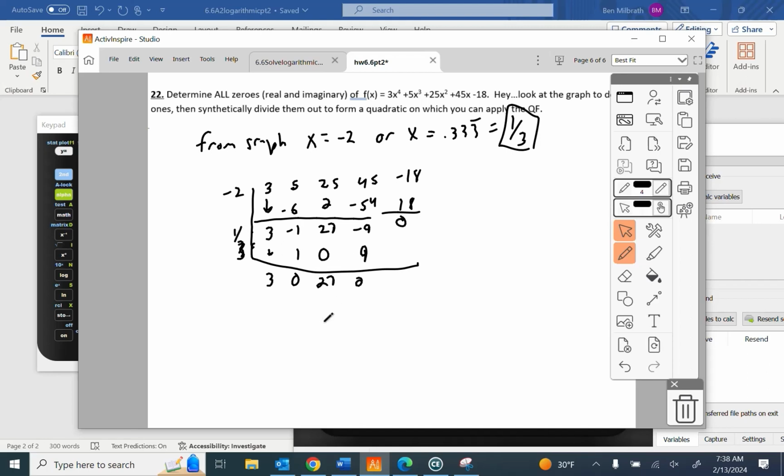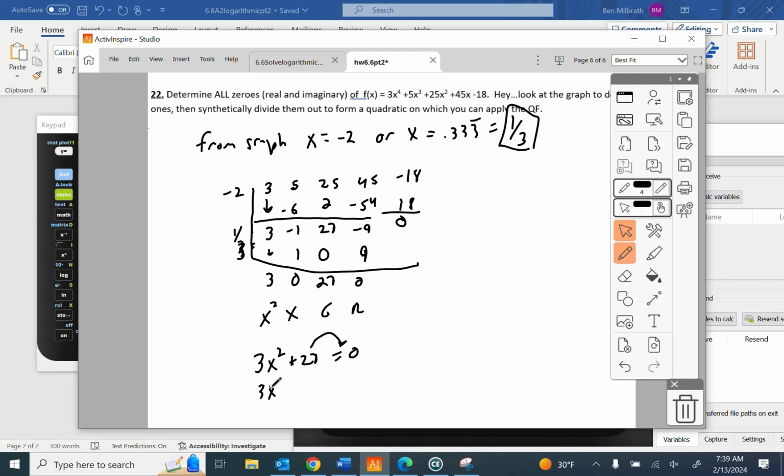What I've done is I have successfully synthetically divided everything out and reduced this from x to the 4th to x squared. I have a remainder, I have a constant, I have an x, and I have an x squared. I have 3x squared plus 27. There are 2 more zeros here, so I set it equal to 0. And then I have basically 3 steps, 4 if you include radical simplification.